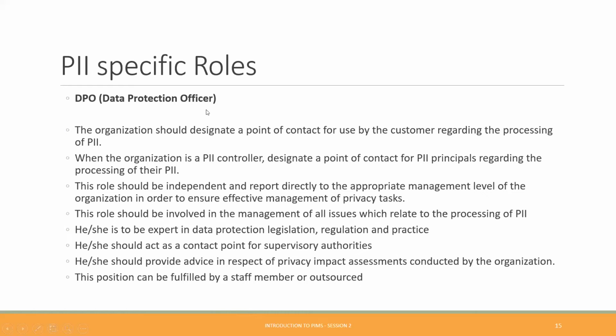So that's what we see here. The rest of the roles we have seen yesterday are the PII controller and the PII processor. Now, the organization should designate a point of contact for use by the customer regarding the processing of PII. So the PII controller designates a point of contact for the PII principal regarding the processing of their PII. There should be one point of contact for the principals as well as for other third parties who want to contact the organization for privacy related activities. So this is a role that is going to be there.